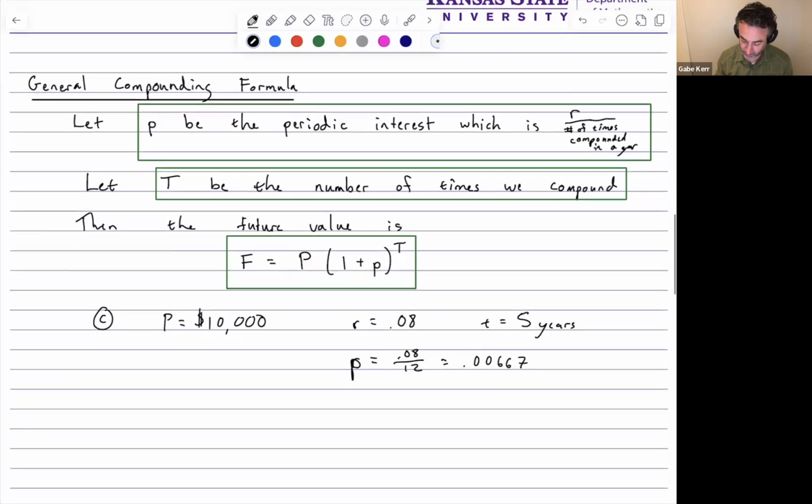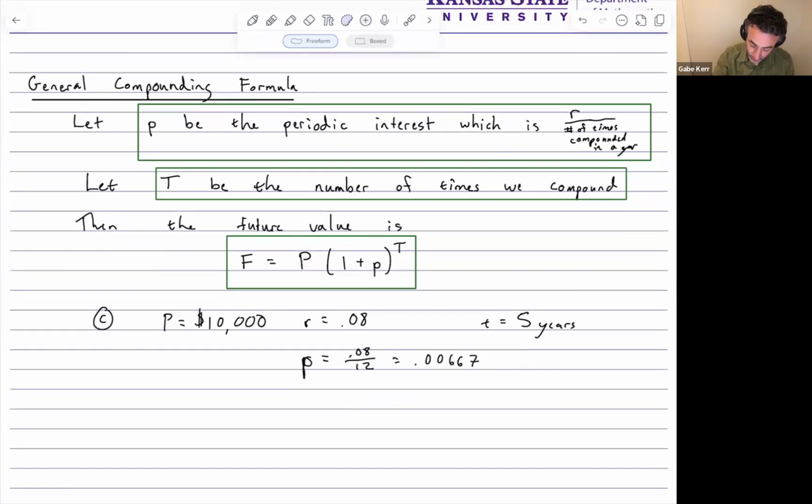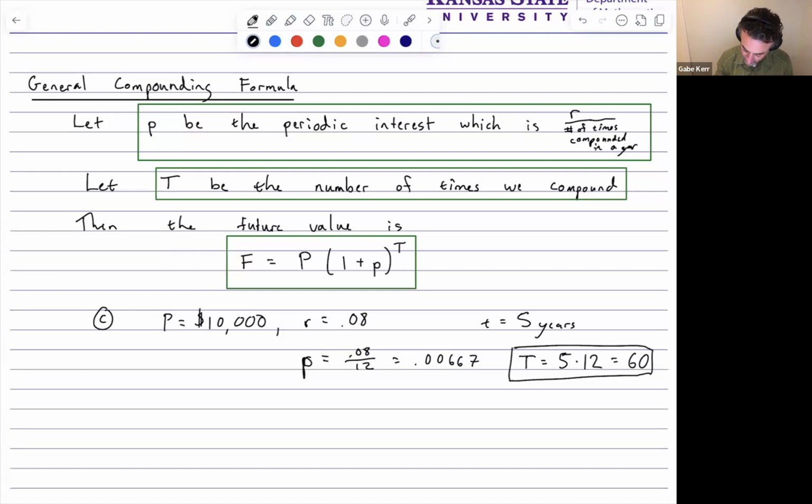And what about T? Well, T is the total number of times that we compound. Our T is equal to 5 times 12, right? Because our term is 5 years, and we compound 12 times a year. So that's 60. So we've calculated T, and we've calculated p, and the rest is just putting it into the formula.